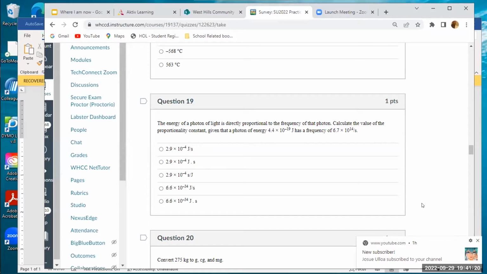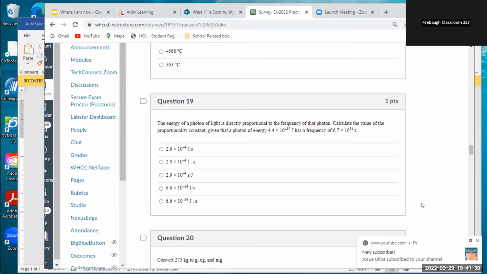Okay. So it says calculate the value of the proportionality constant. So in other words, how can I make it so that E is going to equal nu? So we make a constant. We're going to call it K. This represents any constant.